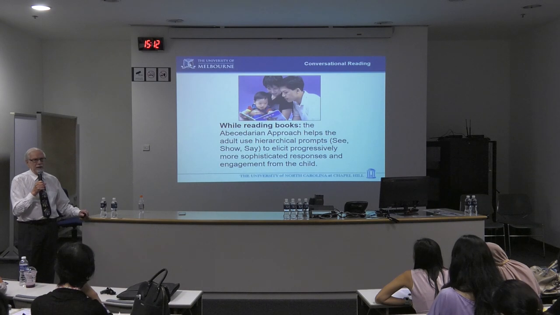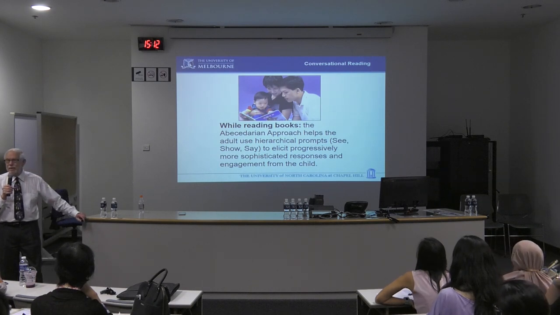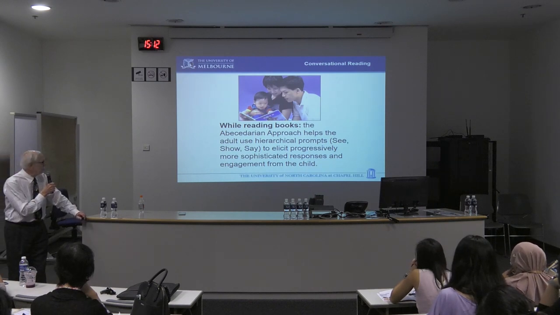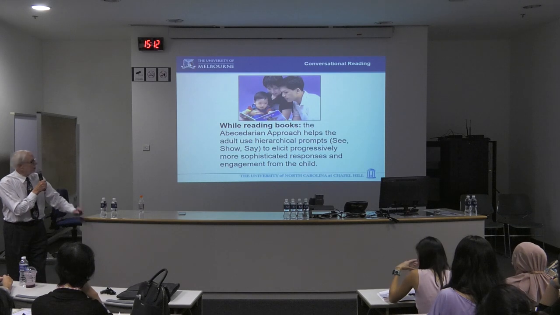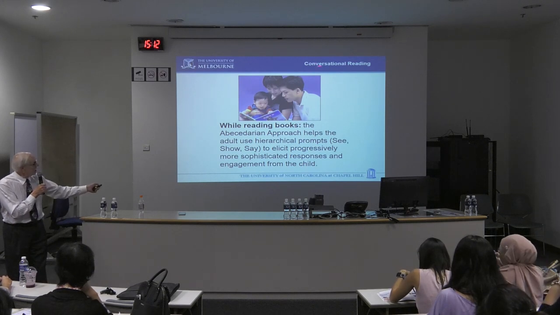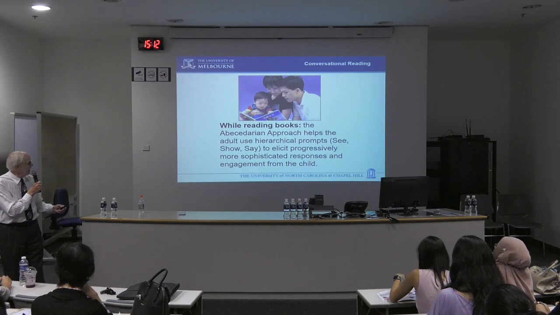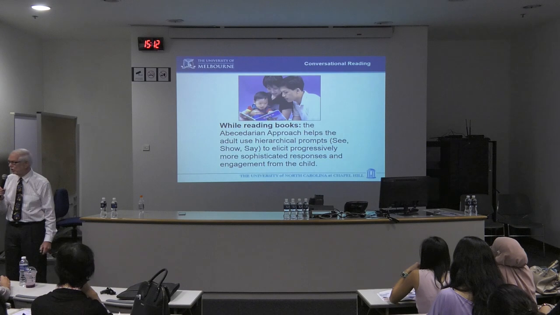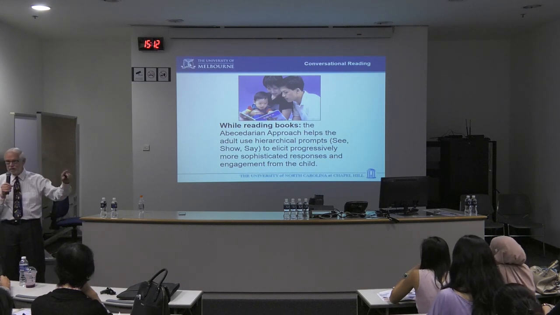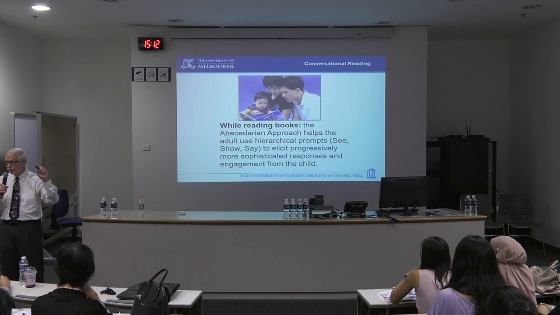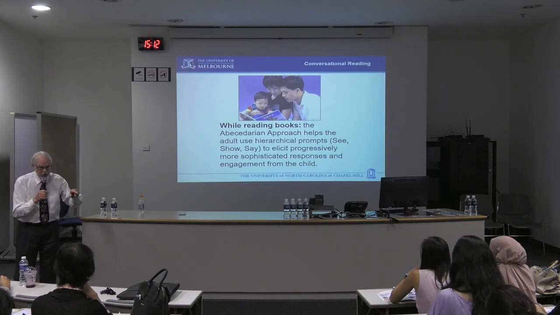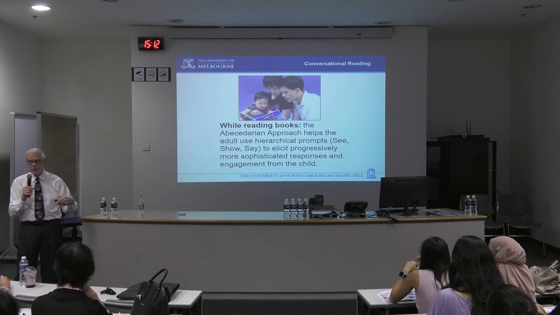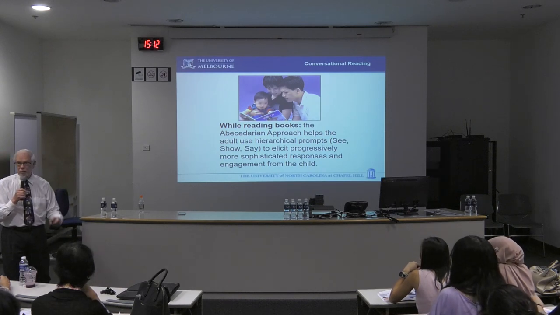And then book reading is another area where we make this kind of serve and return interaction happen. Book reading we actually call conversational reading. You see my labels up here. These are the Abecedarian labels. Book reading helps you use a hierarchical system of questioning, so you're going to get responses from the child. See, show, say. Those are responses. Does the child see the picture you're talking about? When you ask, does the child show you that picture? And when you ask further, does he say the name of the picture?